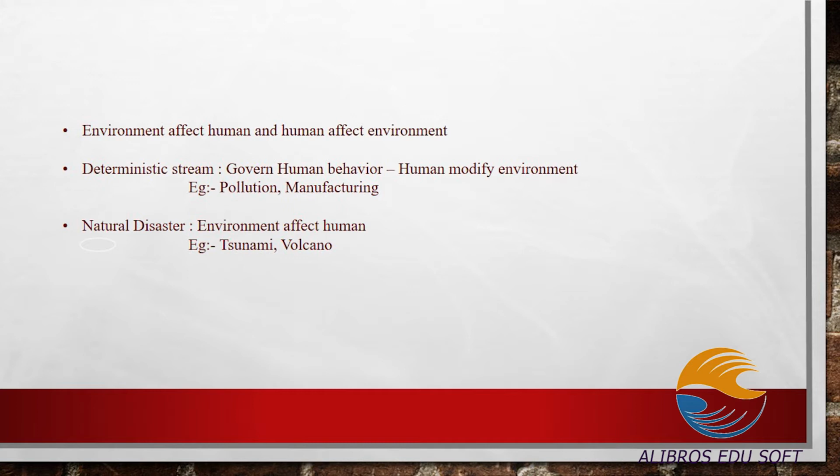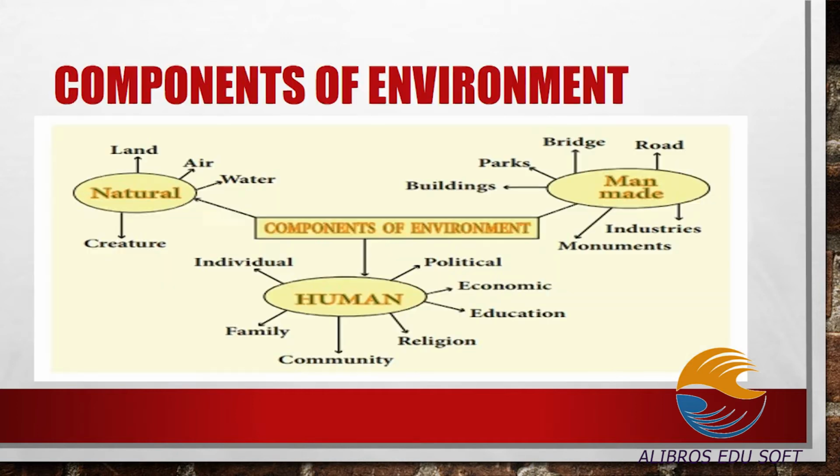Next, I am going to talk about the factor through which humans modify the environment, that is the deterministic stream. It governs human behavior, like pollution, manufacture, construction of buildings, etc. Next is the factor through which the environment affects humans, that is natural disasters like tsunami, volcanic eruptions, etc.